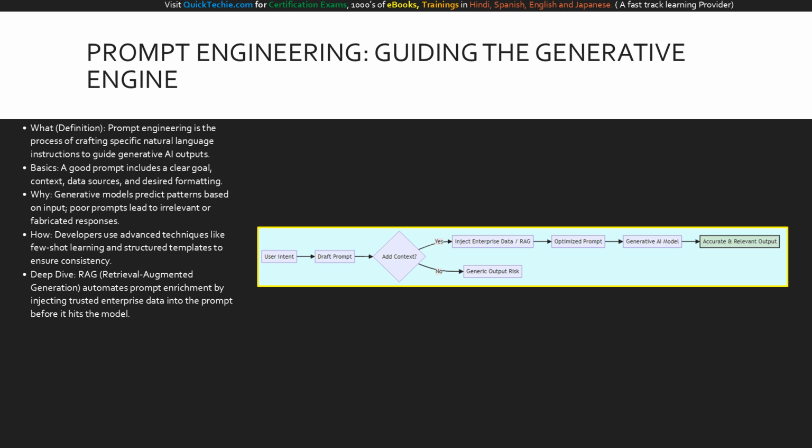This creates an optimized prompt, which is fed into the generative AI model. The result, highlighted in green on the right, is a highly accurate and relevant output. Context is the absolute key to unlocking generative AI's value.